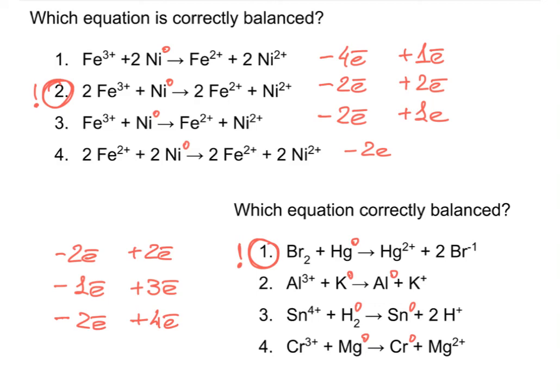Magnesium is oxidized, releasing 2 electrons. Chromium is reduced by accepting 3 electrons. Mismatch in the number of electrons released and accepted. It is an unbalanced equation.